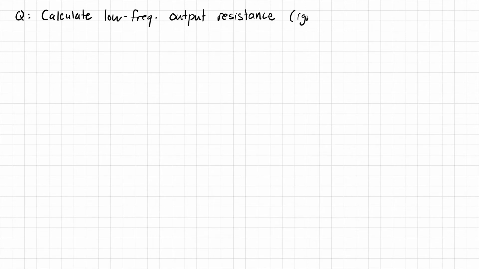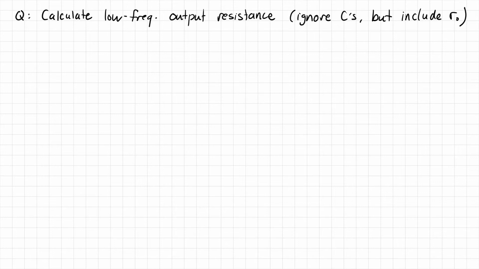So let's go ahead and do that. I'm going to ask a question. This is certainly an appropriate type of question for an exam: calculate the low frequency output resistance. And when we say low frequency, we usually mean ignore the capacitors. Okay, so in this particular case, I want to ignore the capacitors, but I want to include RO this time because it turns out to be important.